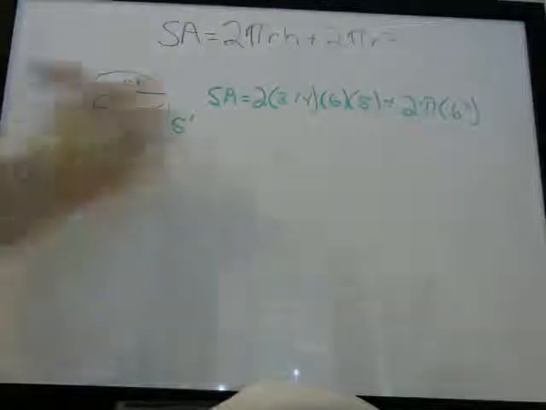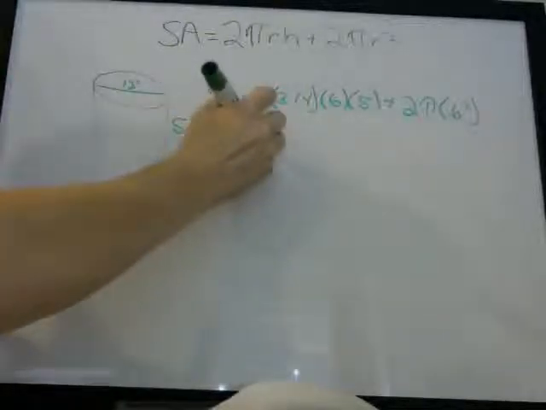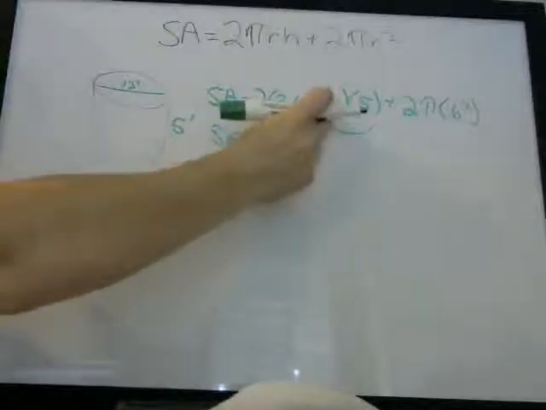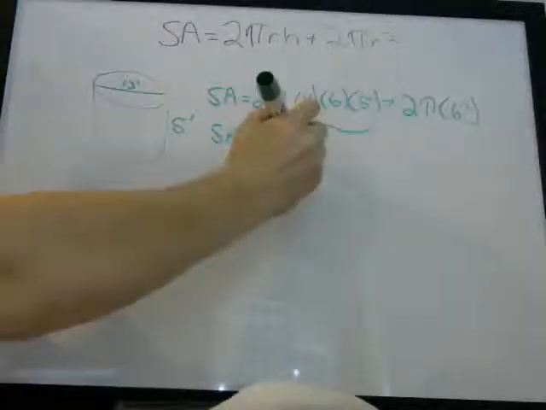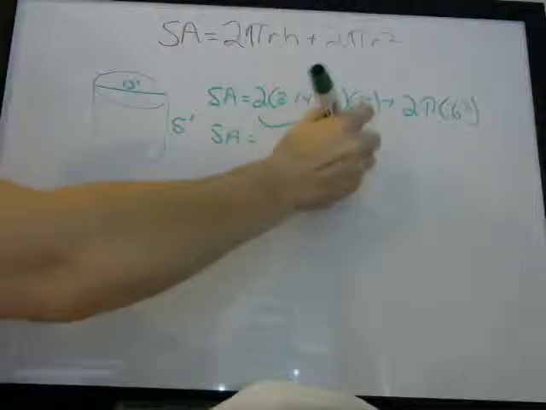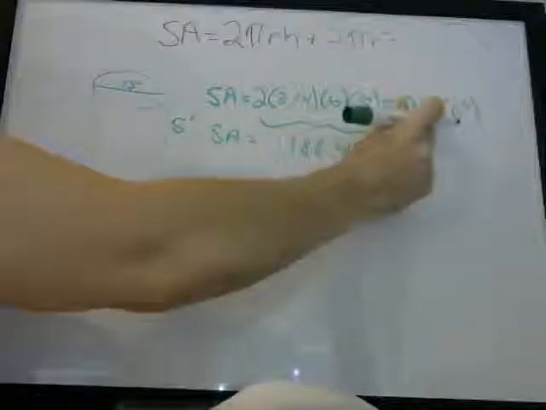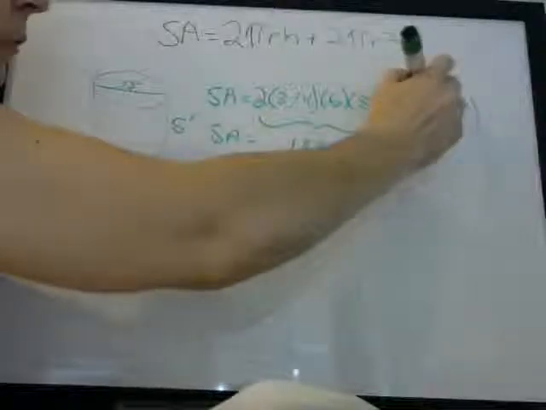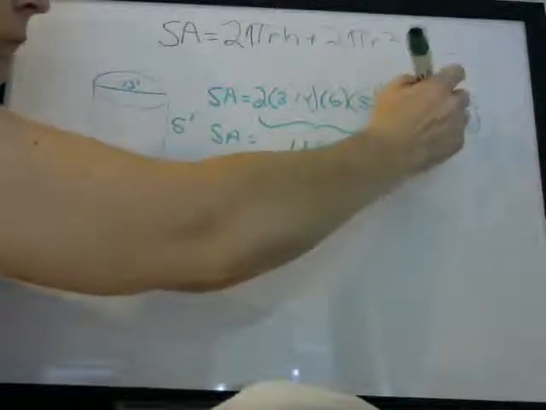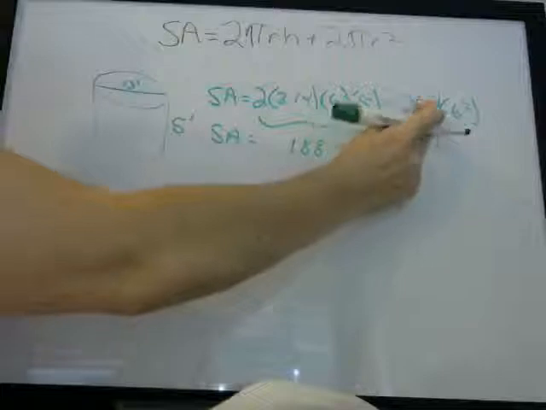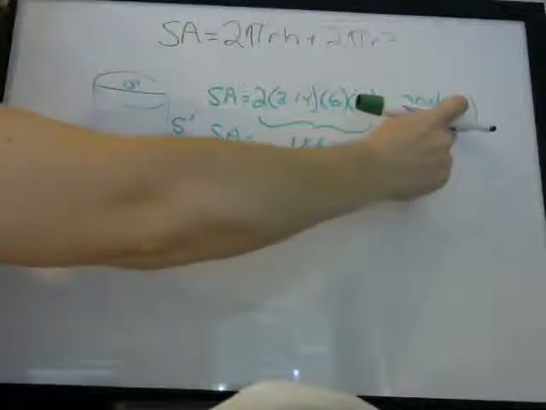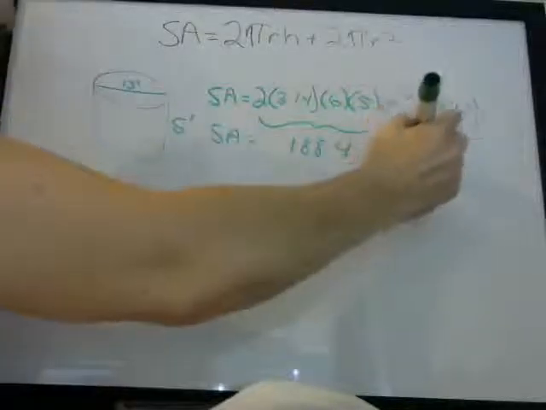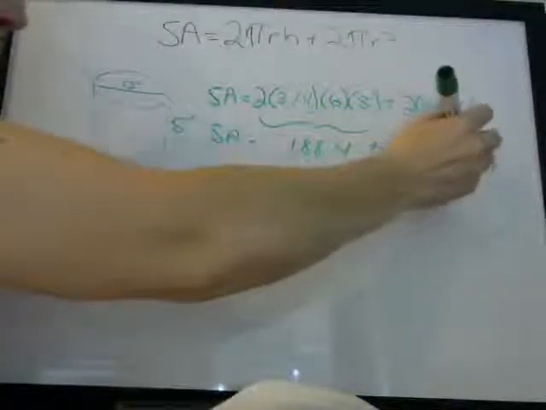So if you multiply this out, 2 times 3.14 times 6 times 5, you're going to get 188.4. I should have written 3.14 instead of pi. It is 2 times 3.14 times 6 squared. If you multiply that out, you're going to get 226.08.